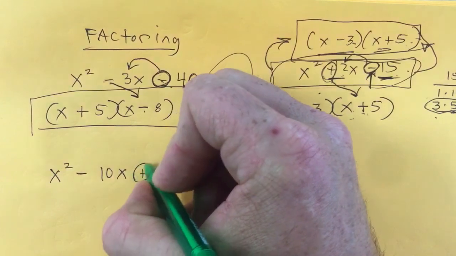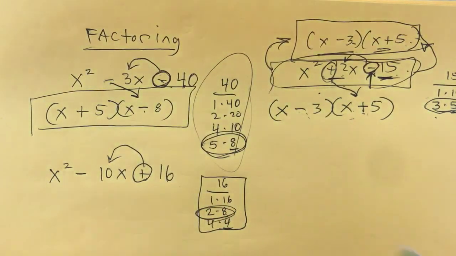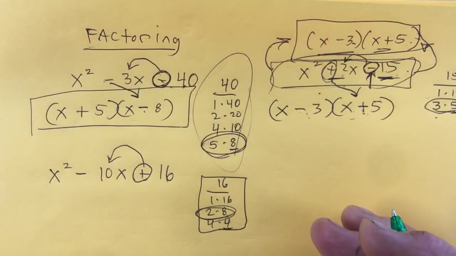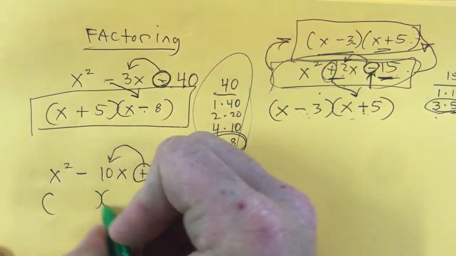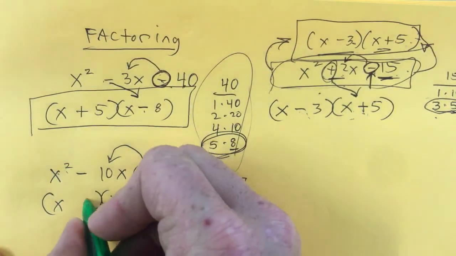Okay, now which ones of those add and get 10? Right there, 2 and 8. 2 and 8 are my numbers that complete the factors. So I've got x here times x there, which is x squared, and I should have a 2 and an 8.